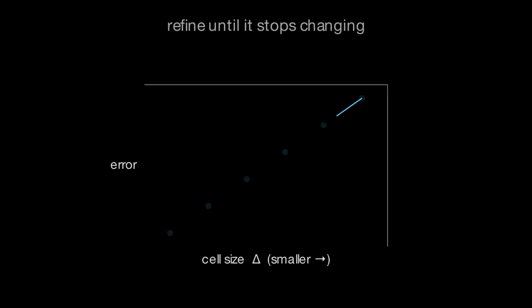How fast does that error fall? Plotted against cell size on log axes, a straight line, slope 2. The error really does fall like delta squared, exactly what the derivation said, so you keep refining until the answer stops moving. That's mesh independence.